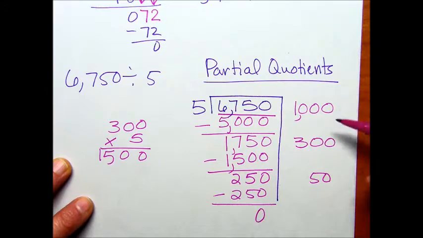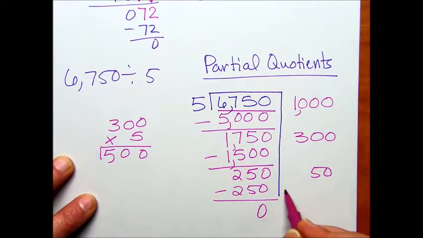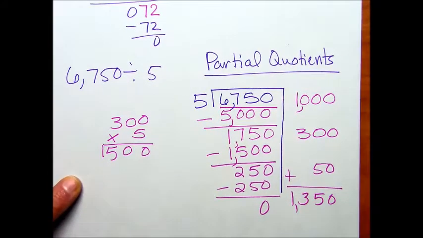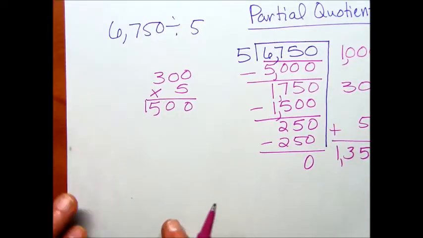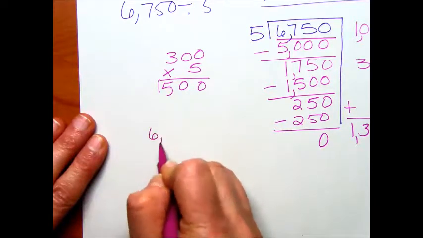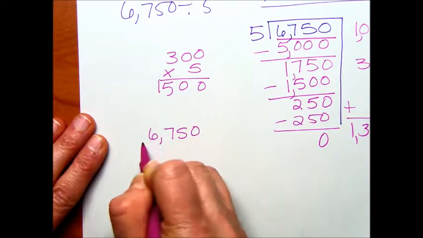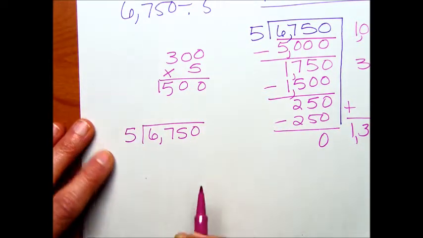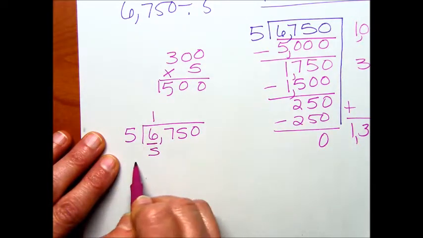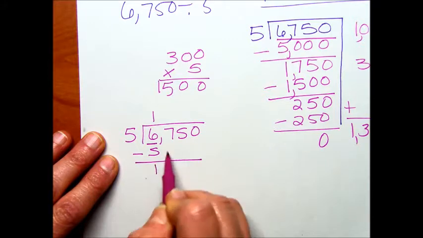Now, you've got these numbers here, so what you would do is just add them up, and then you would have your final answer. So we've got 1,350. And if you wanted to do it the standard way, we can just quickly do that. We've got 6,750 divided by 5. And again, we start here, so that's going to be 1. Subtract the 5, we get 1 left.